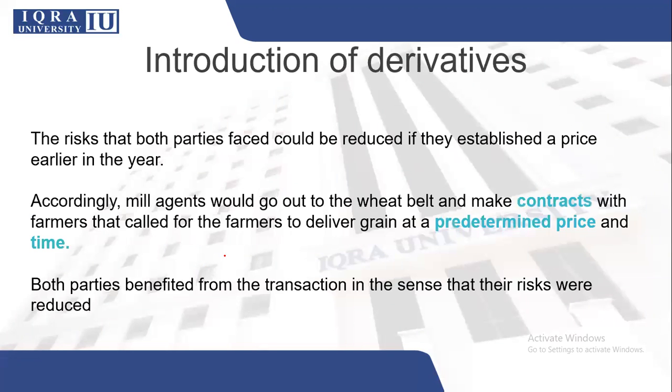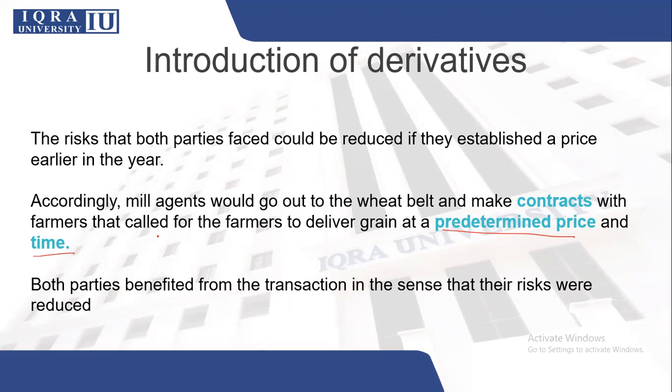So the farmers and millers realized that the risk both parties faced could be reduced if they established a price earlier in the year. If both of them are worried about the price, why not predetermine it? So mill agents would go out to the wheat belt and make contracts with farmers that called for the farmers to deliver grain at a predetermined price and time. They agreed, okay, we will buy wheat from you maybe 3 months later at this price, this much quantity. So basically, this is a forward contract.